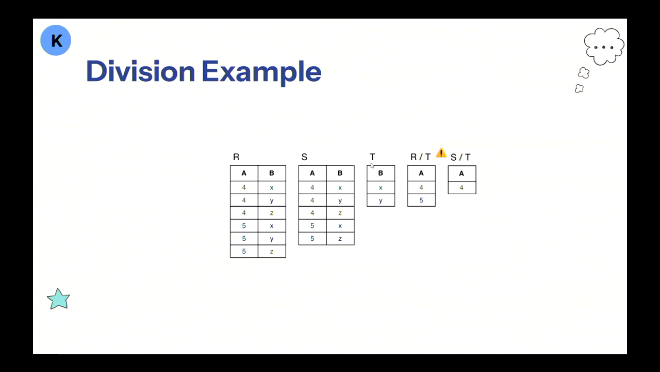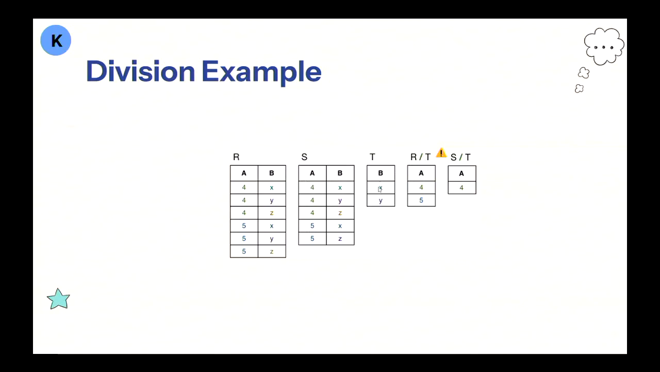So the result should include R minus T, the attributes of R minus T. So what is the attributes of R minus T here? So the difference here is A, right? So the result should contain attribute A here. And how can we get the values here? So now we know, okay, the result should have attribute A, but what about the values? The values is like this.